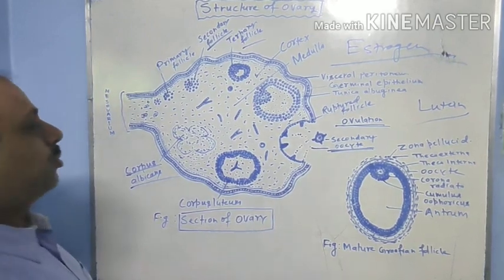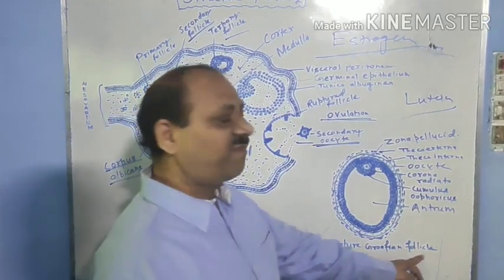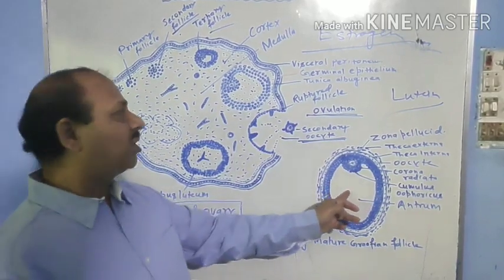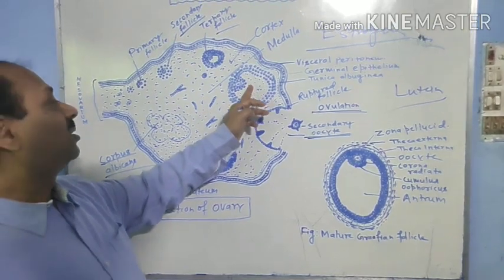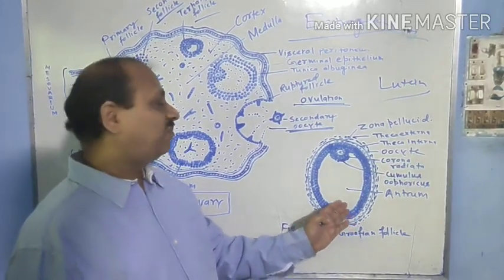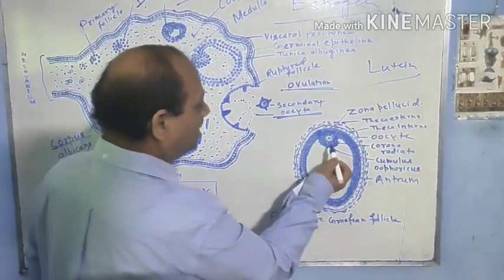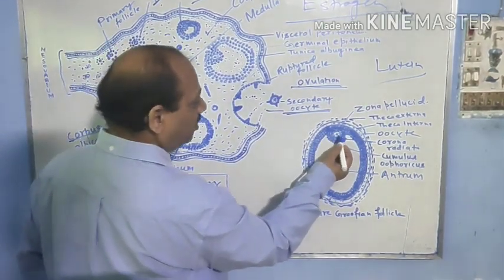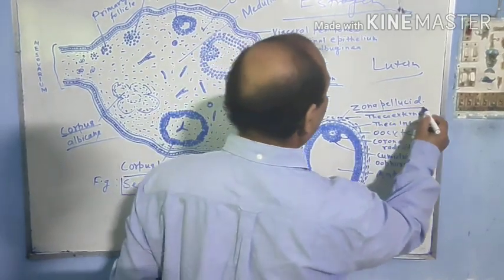Now I am going to discuss about the structure of mature Graafian follicle. This is the structure of mature Graafian follicle. This is the enlarged figure of mature Graafian follicle. It contains an oocyte. Oocyte is surrounded by a thin membrane known as zona pellucida.